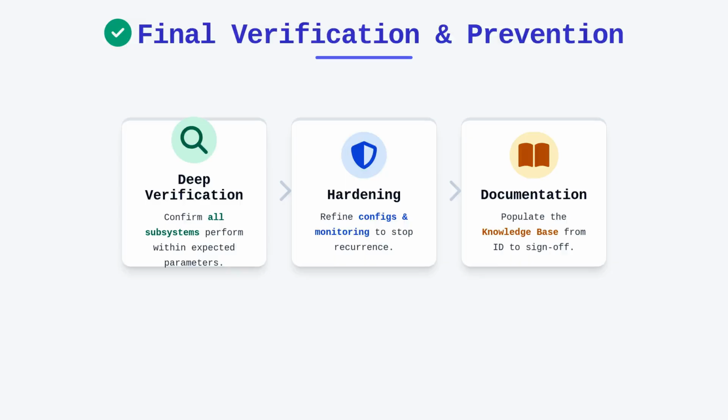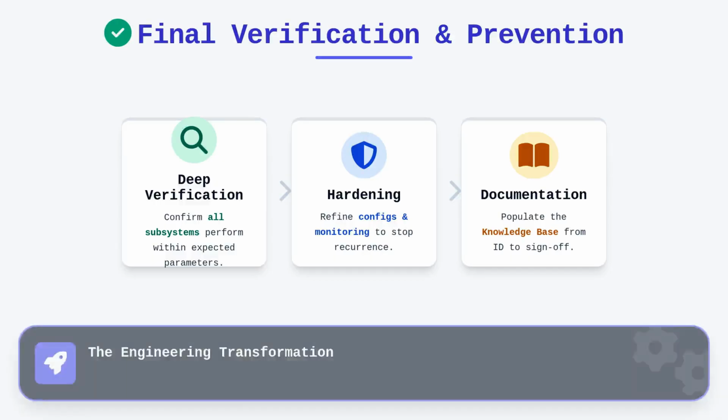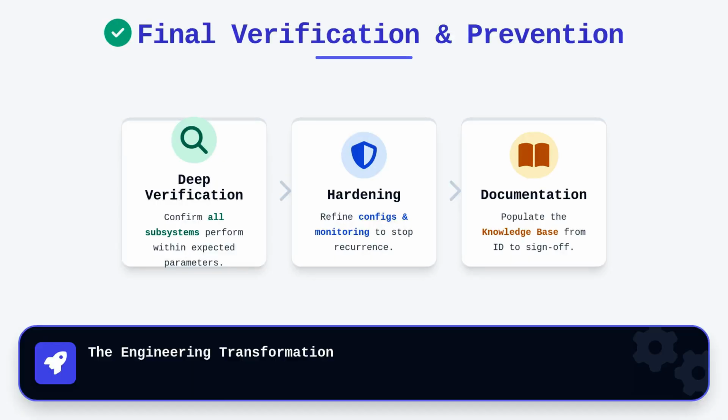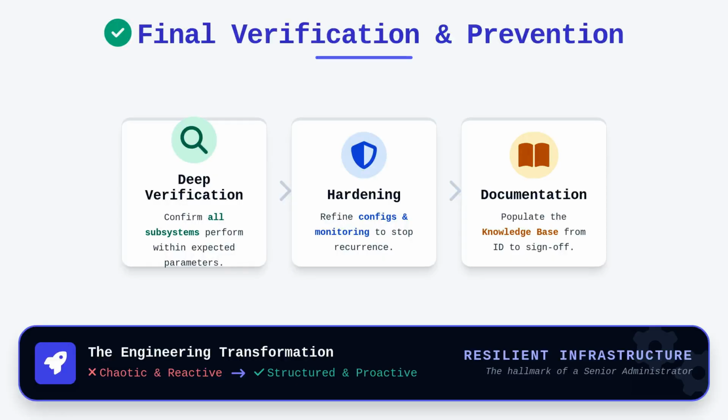Documentation must continue from the identification phase all the way through to the final sign-off, as this information populates your knowledge base for future incidents. By relying on this six-step model, you transform troubleshooting from a chaotic, reactive process into a structured, proactive engineering discipline that builds stable, resilient infrastructure.